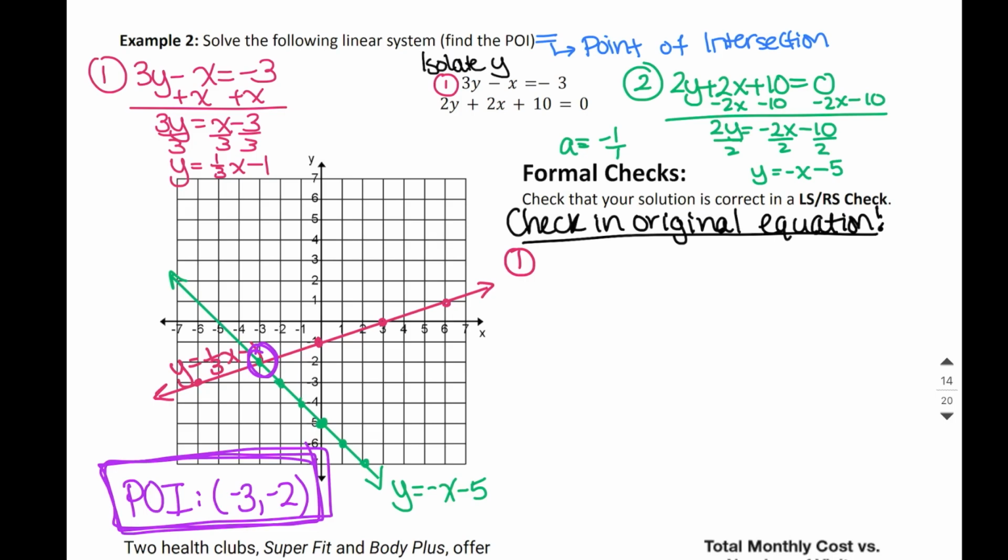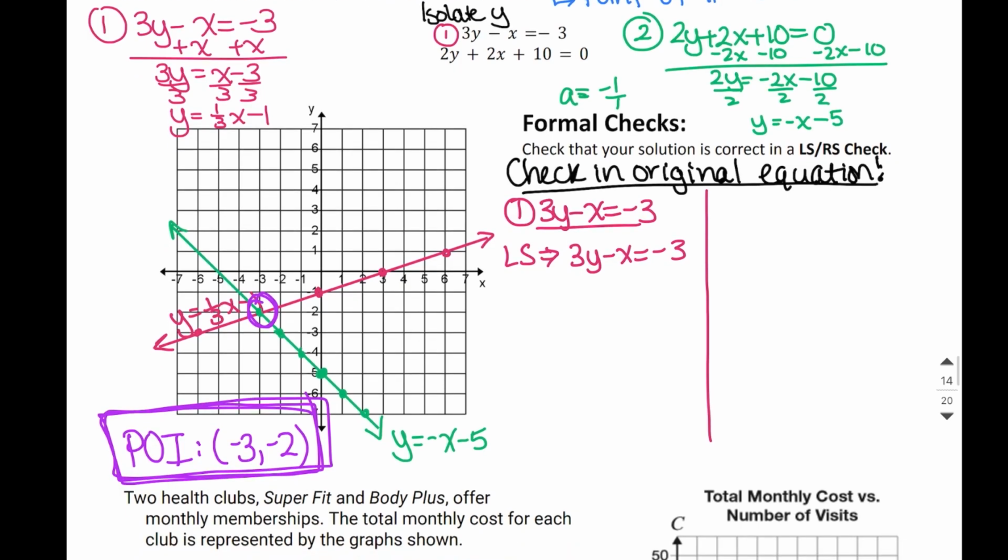So we're going to do equation number 1, which says 3y minus x equals -3. I'm just going to cut this down the middle so we have some space for this. So first thing we're going to do is the left side. And our left side is 3y minus x. What am I going to check? I'm going to check my point of intersection, -3, -2. So I'm going to sub in -3 for x and -2 for y. So here I'm going to do 3 times y, and y is -2. And then I'm going to say minus x, and x is -3.